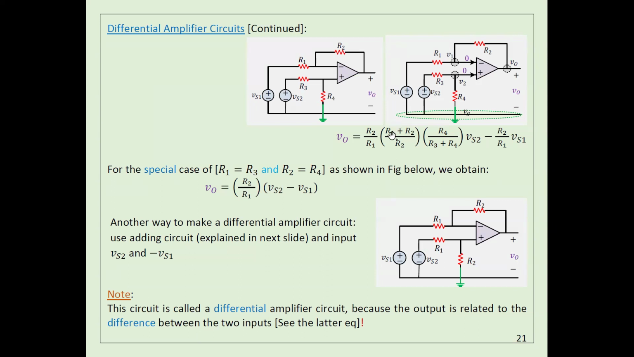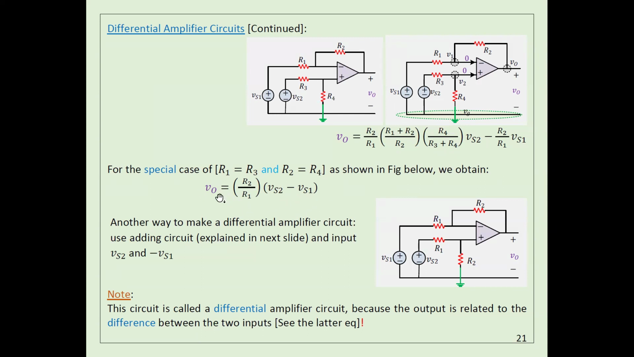So if I select R1 equal to R3, and also R2 equal to R4, then this term can go with this term and they cancel each other. So if I select R2 equal to R4, and also R1 equal to R3, this term cancels this term. So at the end, I'm going to end up with this one.